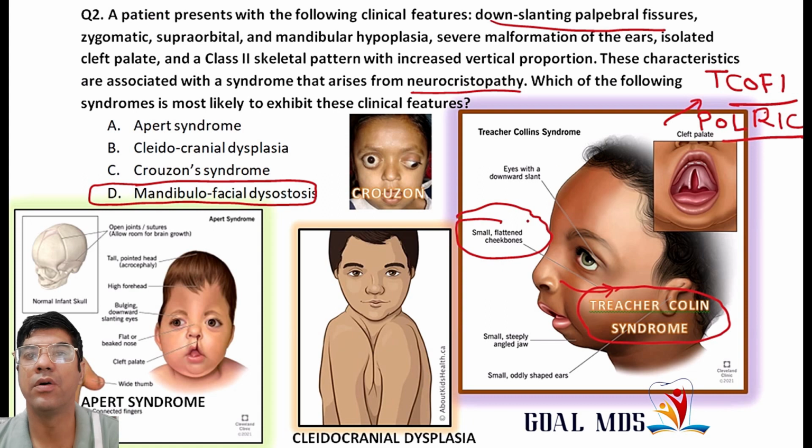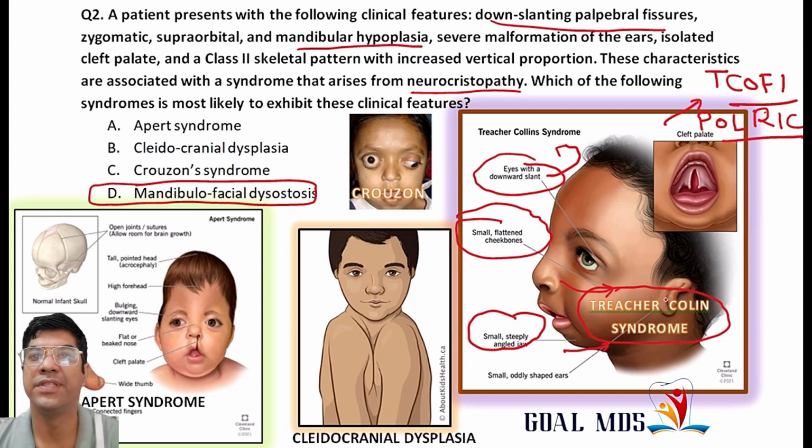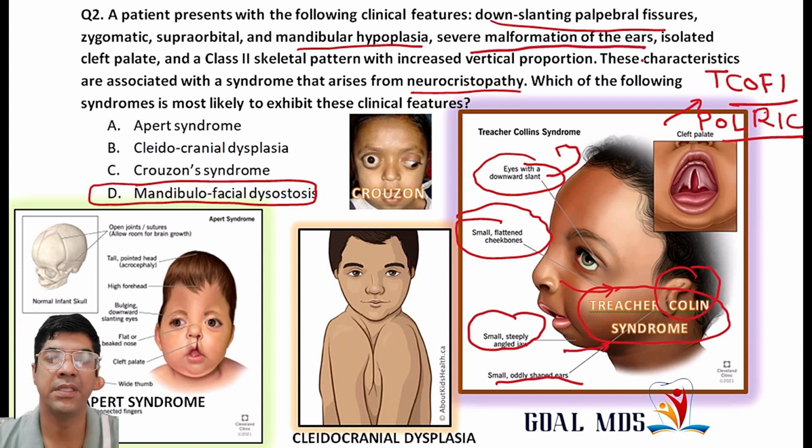There is a small jaw, cleft palate, and the eyes will be downward slanting. Those are the features of Treacher Collins syndrome: downward slanting palpebral fissures, zygomatic, supraorbital and mandibular hypoplasia. Along with that, you will see severe malformation of ears. All these would suggest mandibulofacial dysostosis.